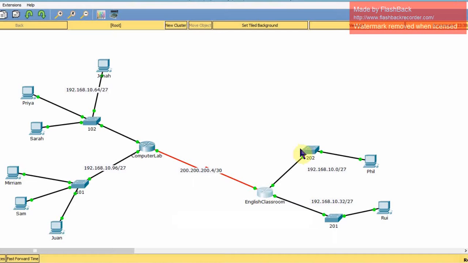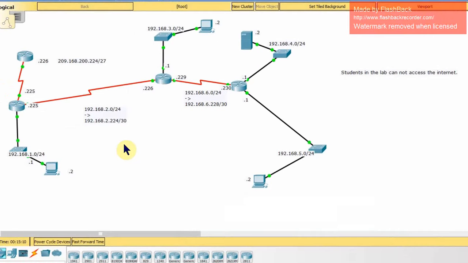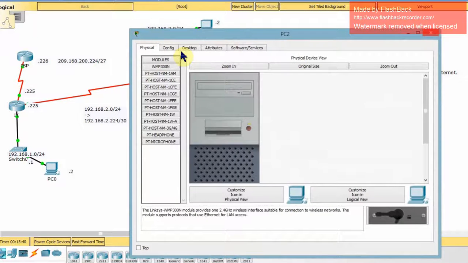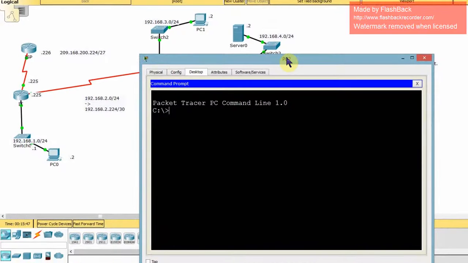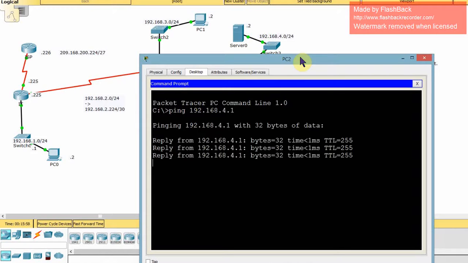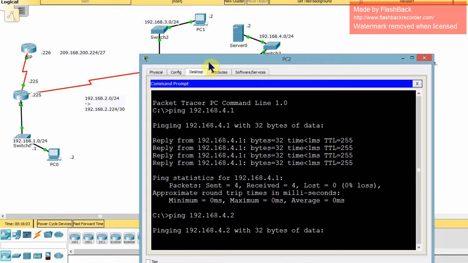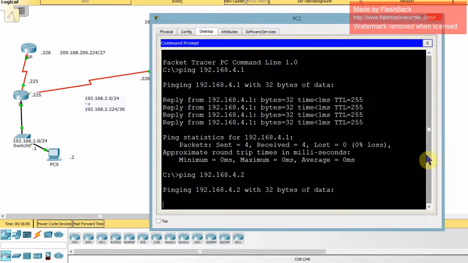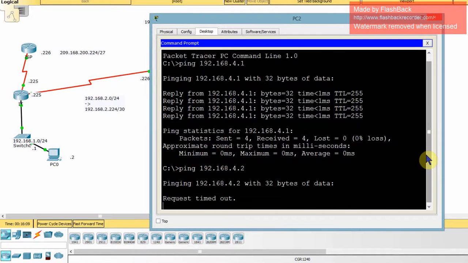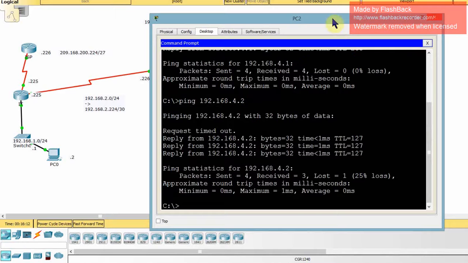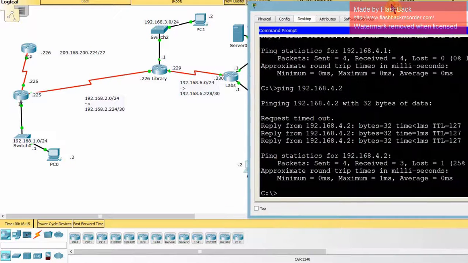Alright, so that was problem 1. We're going to go to the next one. Alright, so here we have a second scenario. Students in the lab cannot access the... First thing we're going to do, I'm going to go to PC2, desktop, and ping 192.168.4.1. Alright. Well, PC1 can get to the other network. Let's see. Knowing me, my server is .2. Oh, okay, we can reach the other server. So we can reach both of those things.